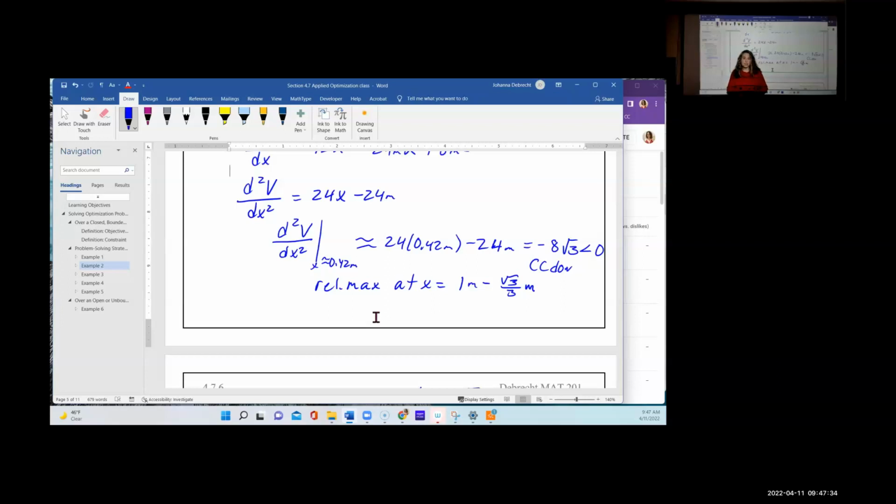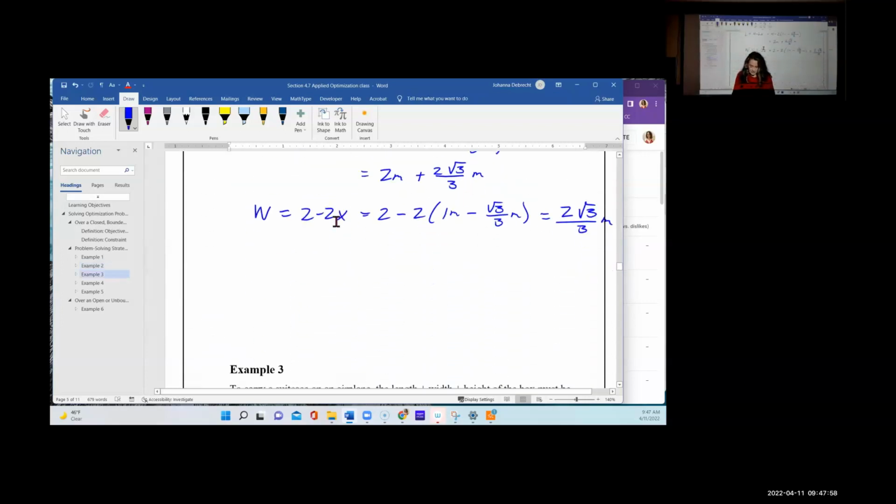If it's positive, it's concave up, so it's a relative minimum. If it's negative, it's concave down, so it's a relative maximum. If it's 0, the test failed, and you have to go back and use the first derivative, where it's increasing, where it's decreasing. Okay, that's the second derivative test.